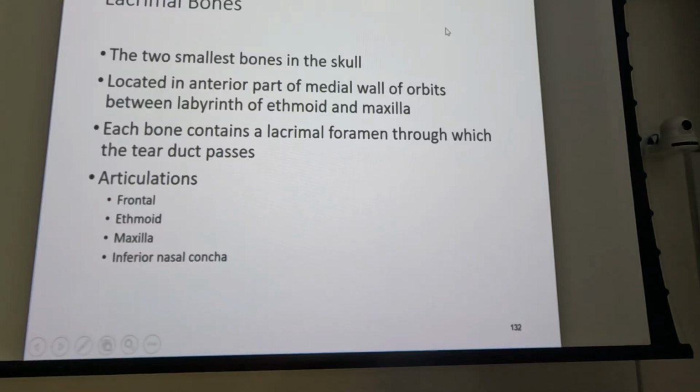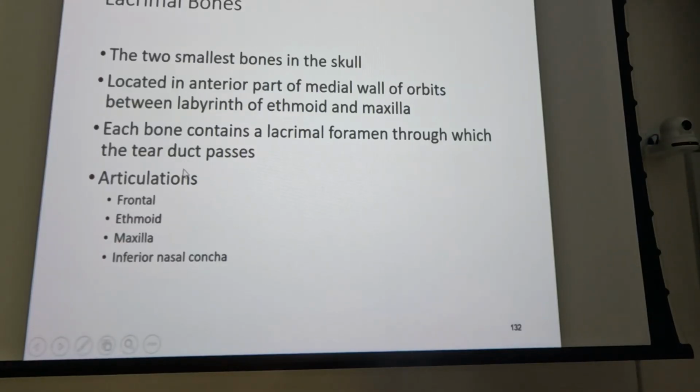Lacrimal bones, we talked about those, and you don't necessarily need to know every attachment on all of these. Some of the attachments I want to talk to you about in context of fractures that are fairly common. So lacrimal bones, two smallest bones. We looked at where they are.